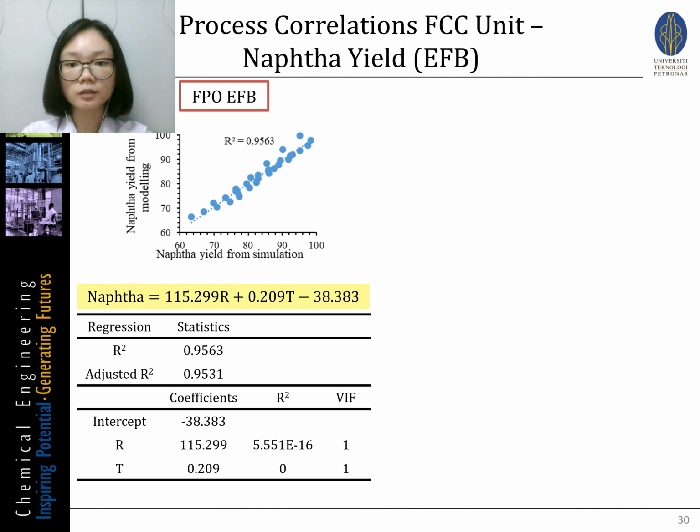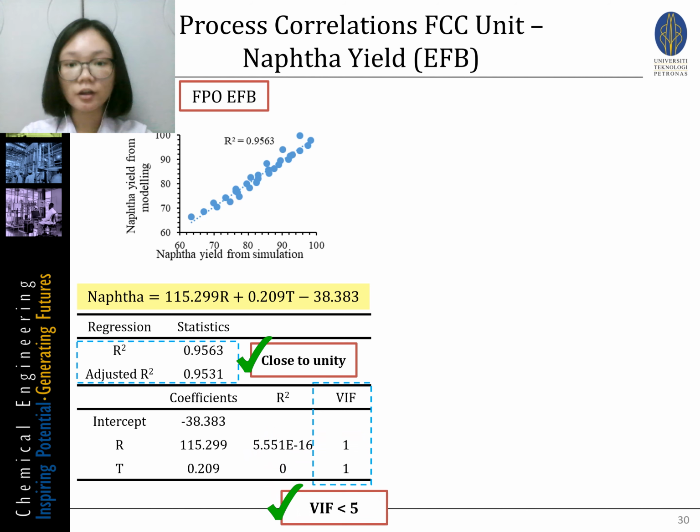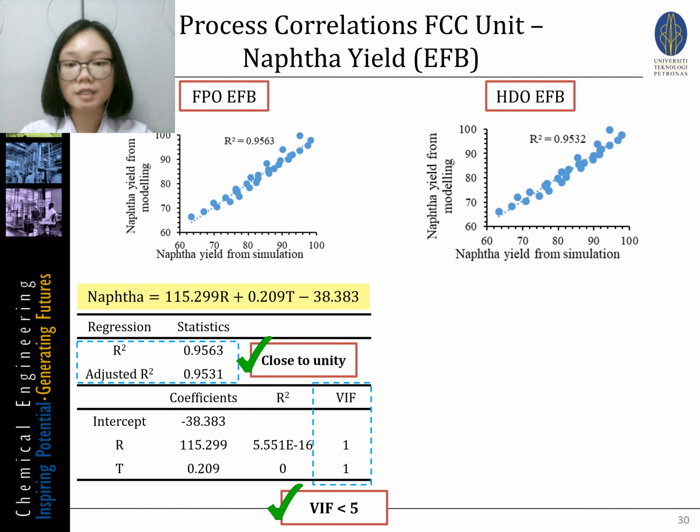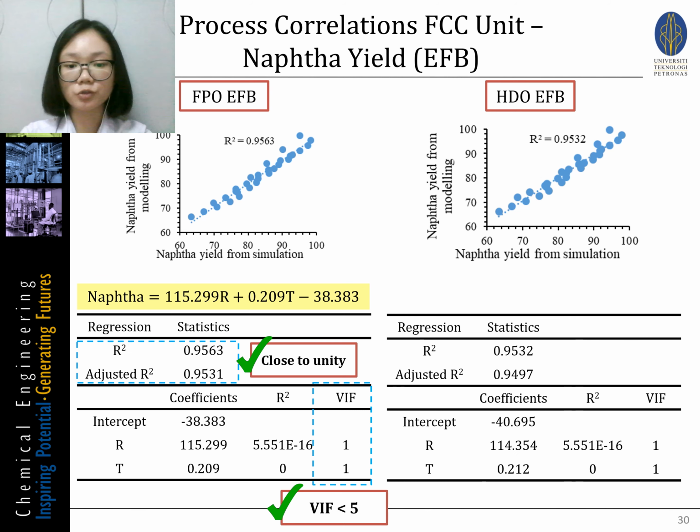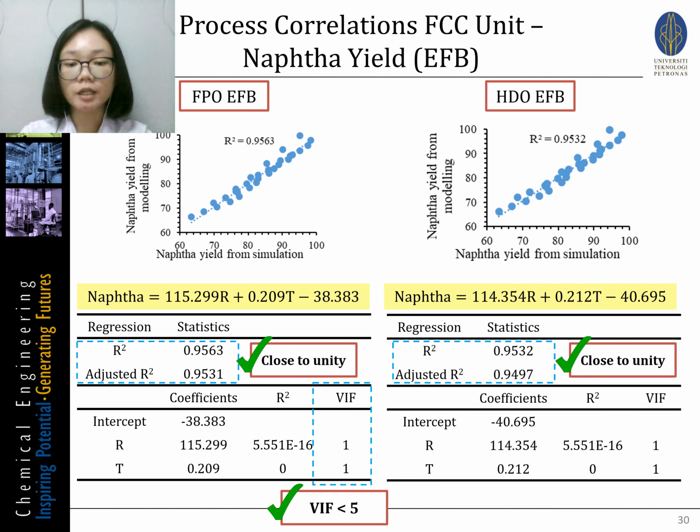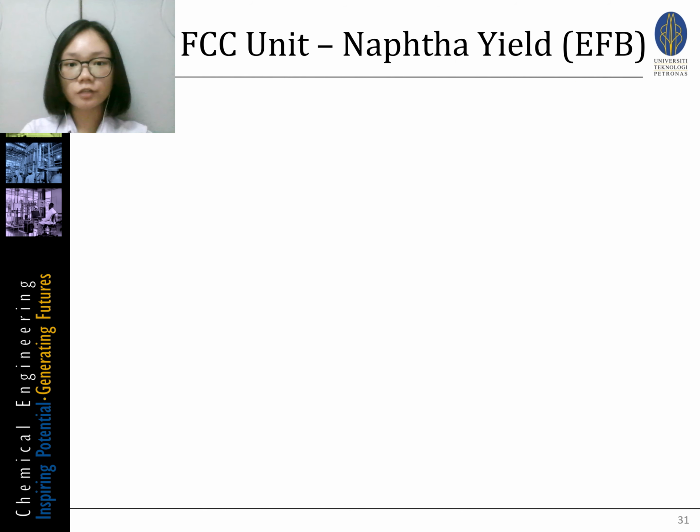which consists of two variables, namely the boil oil ratio R and temperature T. It is determined that the R-square and adjusted R-square are close to unity, and the VIF is less than 5, which means that there is no redundancy in the selected variables. Moving on next is the HDO EFB, and this is the surrogate model result, and this is the final form of the equations. The R-square and adjusted R-square are also close to unity, and the VIF is also less than 5.